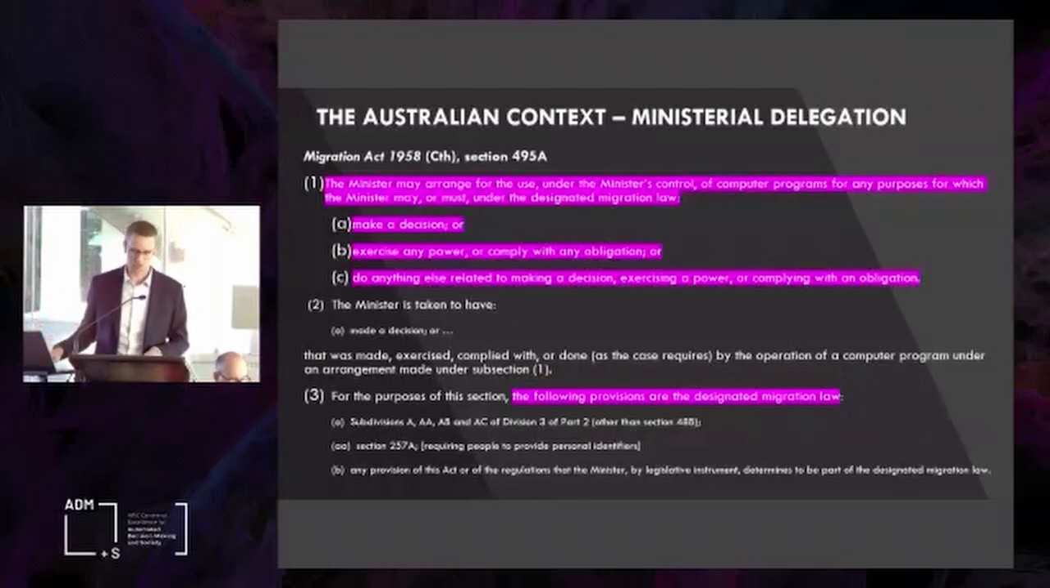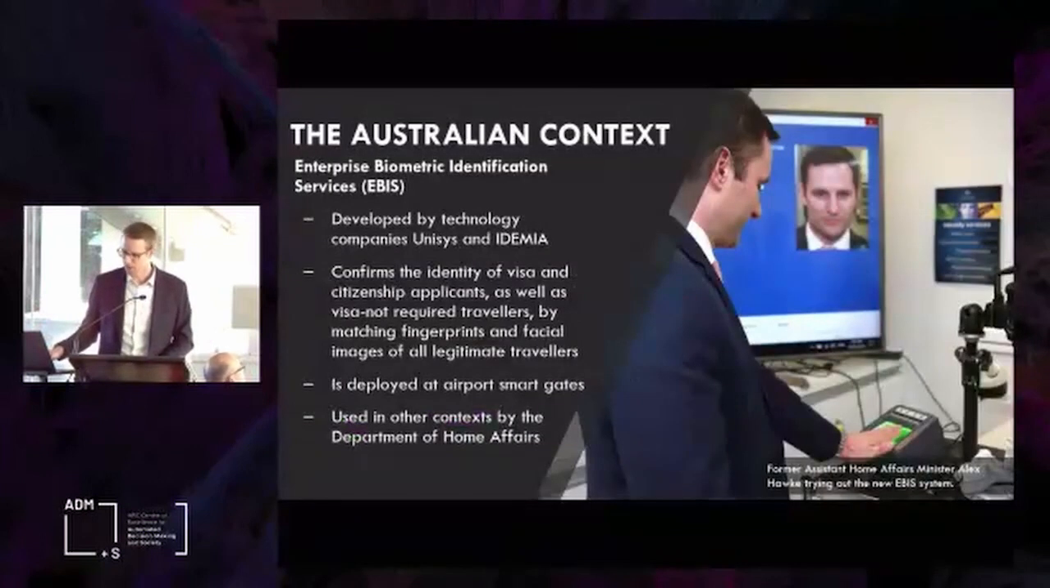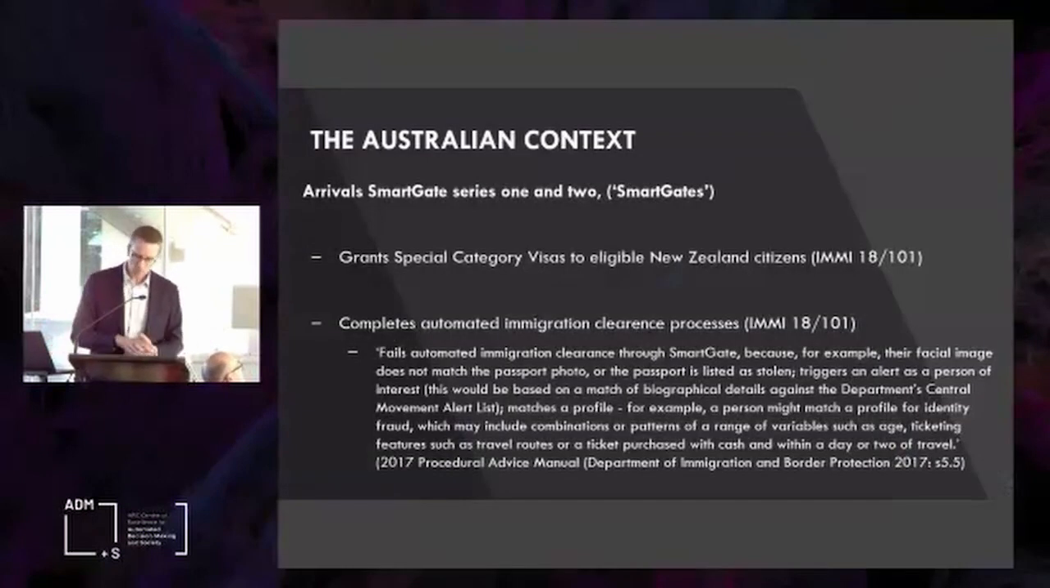And when a computer system that has been delegated in this fashion makes a decision, it is taken to be a decision of the minister. And section 495B clearly articulates the minister has no responsibility to review those decisions. So they're pretty final in our system of government, where the immigration minister has a huge amount of power over bordering matters. Now, I'm just going to cover a few things here.